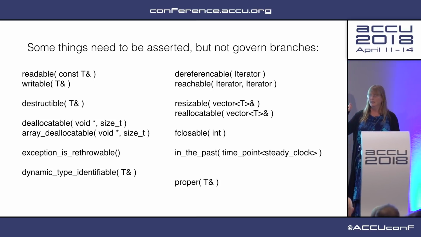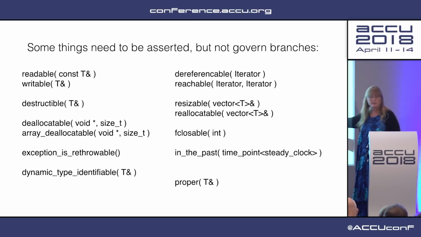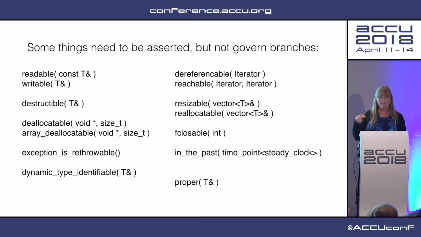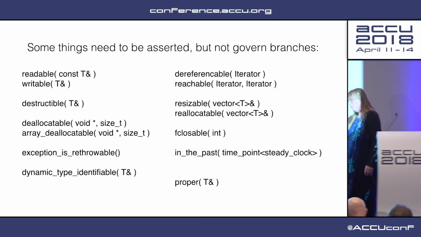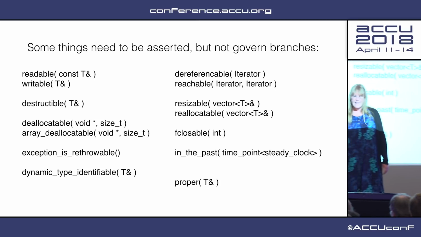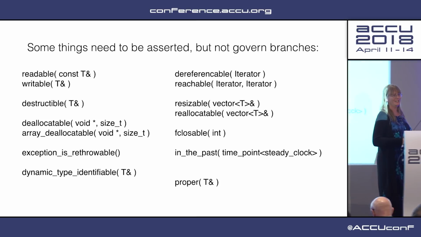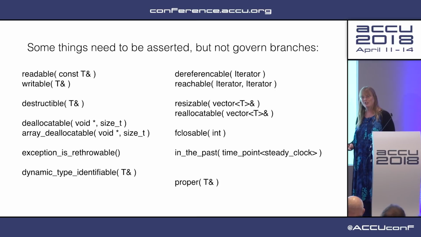But F-closable is more of a local property. In some contexts, 5 is F-closable. Being in the past. Being in the past on your steady clock is a stable condition that you can assert over and over and over. Not being in the past is not a stable condition. That one can change on you.